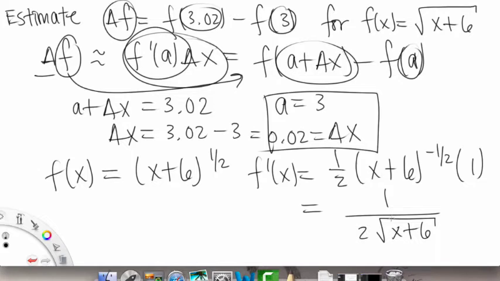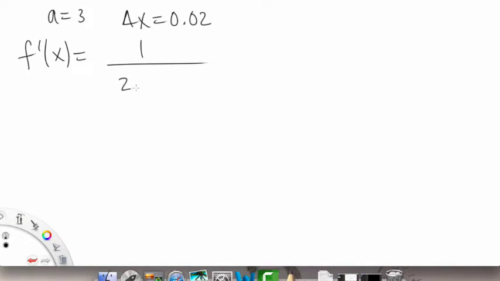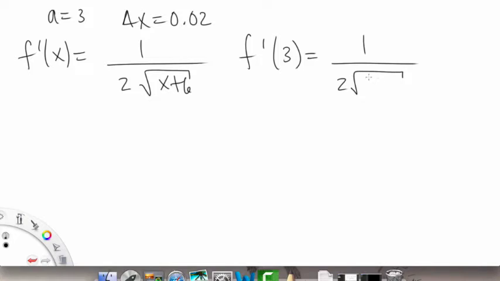Now from here, what we're going to do is take that f prime of x and plug in our a value, which is now 3. So I'll do that on the next slide. We have that a equals 3, our delta x is equal to 0.02, and our f prime of x is equal to 1 over 2 times the square root of x plus 6. So now we have f prime of 3. When we plug in our a value, we get 1 over 2 times the square root of 3 plus 6. So that'd be 1 over 2 times the square root of 9, which is 2 times 3. So 1 over 2 times 3 is 1 over 6.